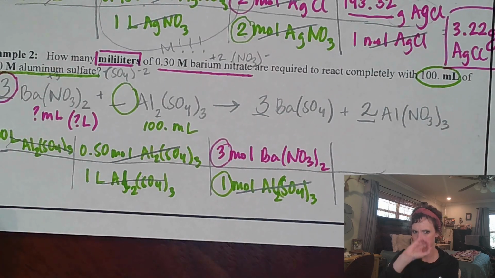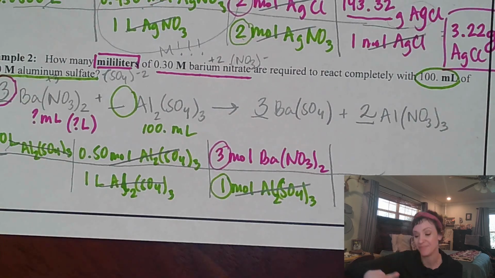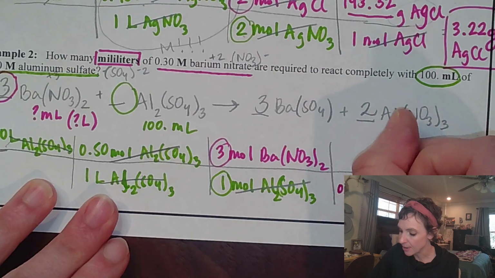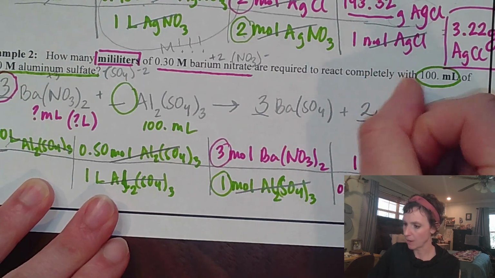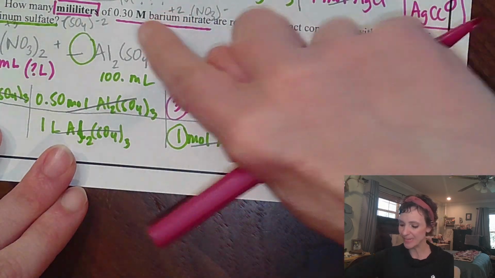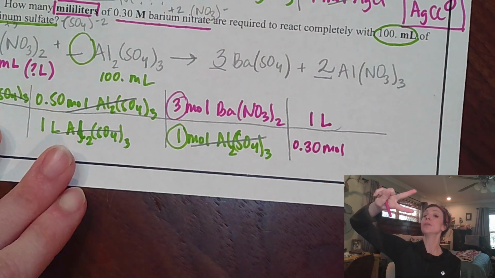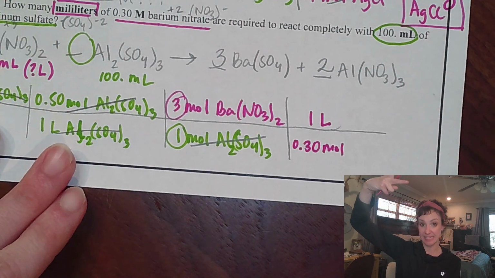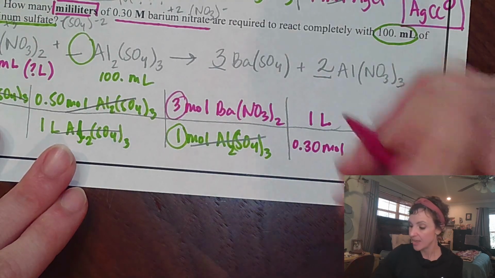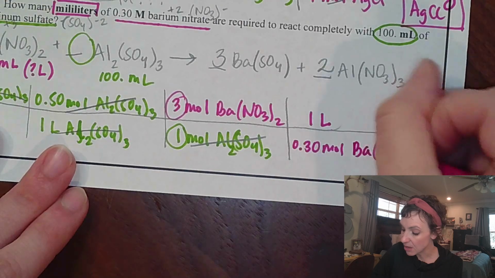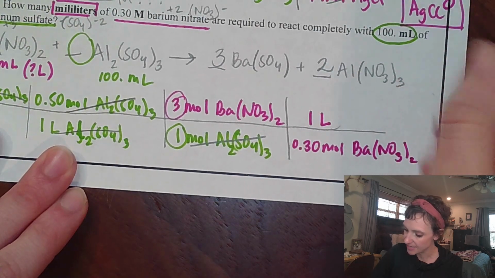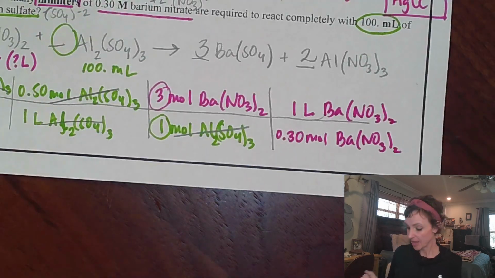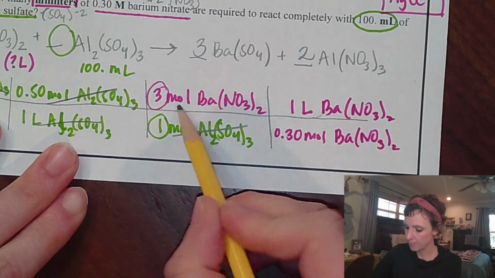Well, I need the mole part on bottom this time, which means I need 0.30 moles per every 1 liter. So that is me taking this and saying that is 0.3 moles in every 1 liter. I'm just going to orient it in a way that makes sense for my ability to cancel things off. And this is all red, which means this is all still talking about barium nitrate.